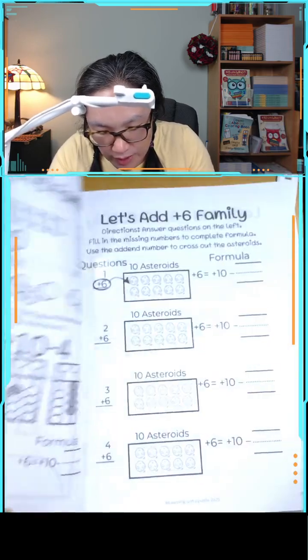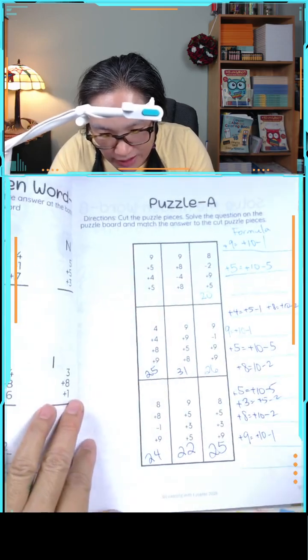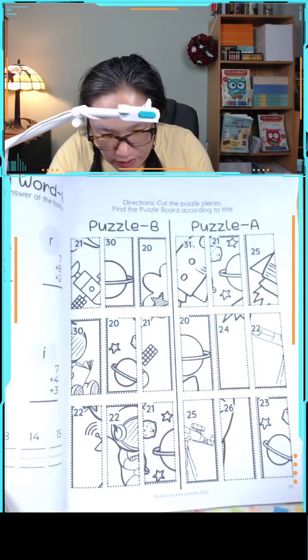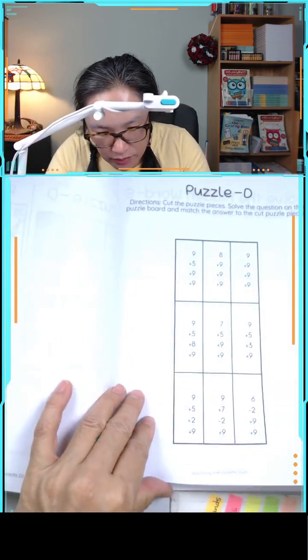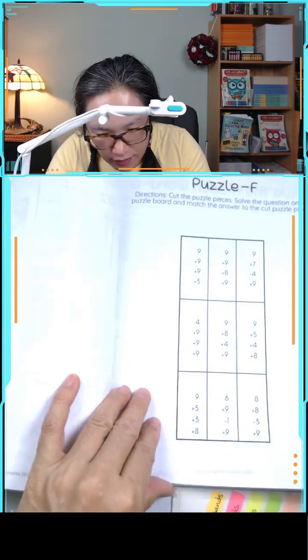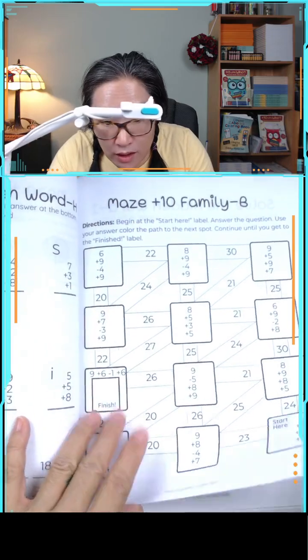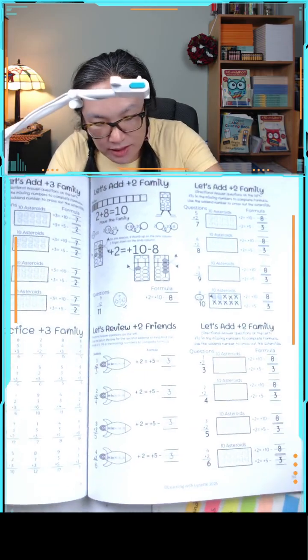I have color by number, and I have all these activities. And then it goes all the way to 3. And then we do a little practice, and then we go into activities. So here's a puzzle, here's a board, then you have to find the pieces to the answers. And we have the hidden words, and we have mazes. That's it. And then we have answers in the back of the book. There we go. So that is this book right here.